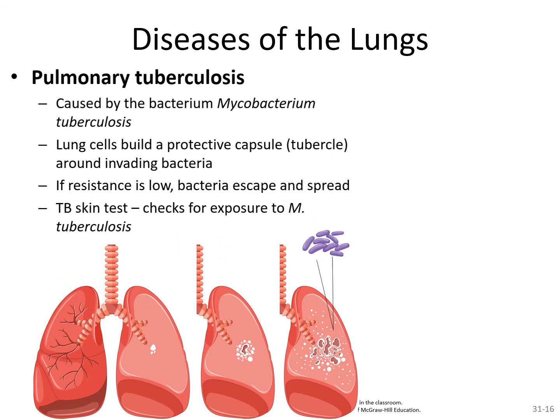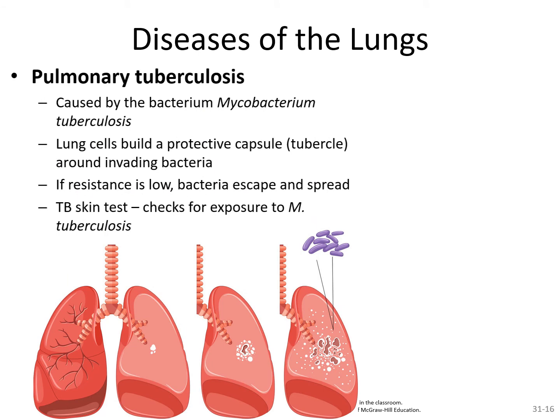Now, pulmonary tuberculosis is caused by a bacterium, specifically Mycobacterium tuberculosis. And as you can see in the diagrams below, lungs will actually build a protective capsule or tubercle around the invading bacteria. That's where the disease actually gets its name. And so you're not getting rid of the infection, you're just walling it up. That means that at times when your resistance drops, when your immune system drops a little bit, these bacteria have the ability to escape and spread. And so basically the disease will get progressively worse over the years instead of being cured.